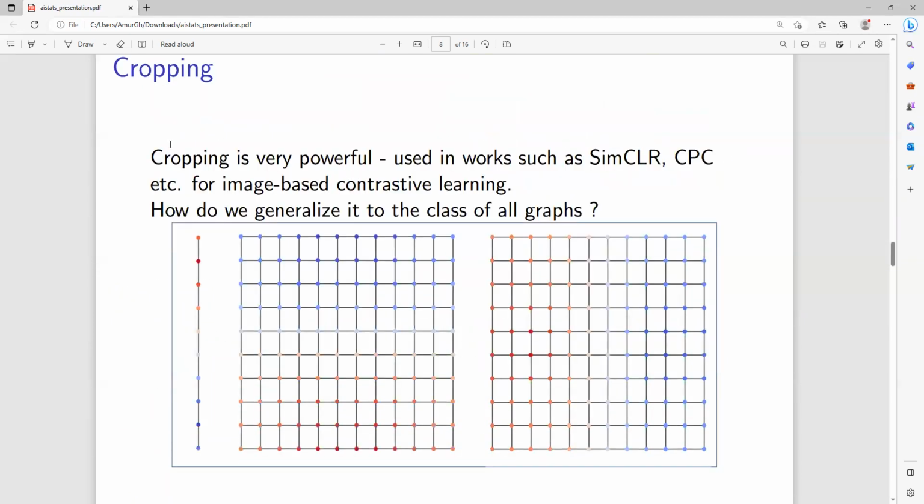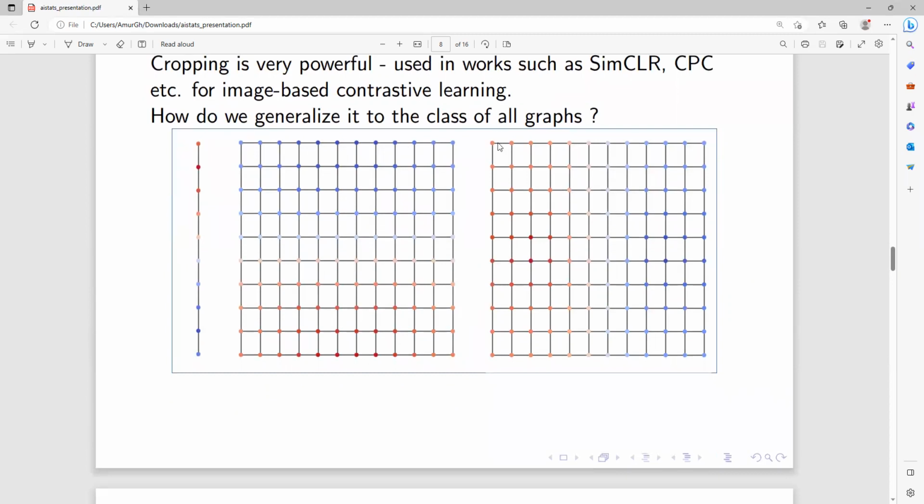Cropping. Right. So for image cropping, we just established that image cropping is quite powerful, right? And it's worked for things like SimCLR, CPC. These are very prominent papers in the field of image contrastive learning. We want to generalize it for the class of all graphs, but how do you even crop a graph?